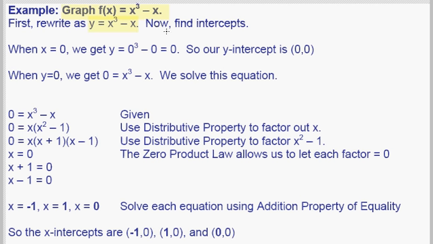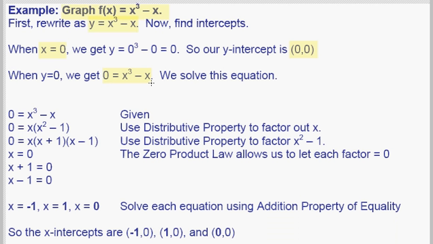The y-intercept is easy to find. You just let x equal 0. If you plug in 0, you get 0 cubed minus 0 for y. So the y-intercept is 0, 0. To find the x-intercepts, you have to let the equation equal 0, because y equals the equation. And when we let y equal 0, we get 0 equal x cubed minus x.